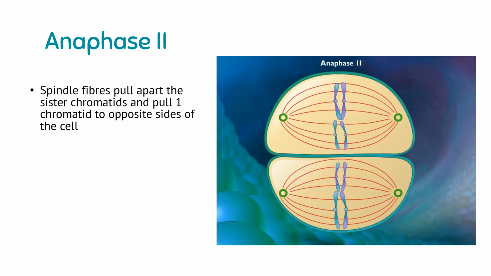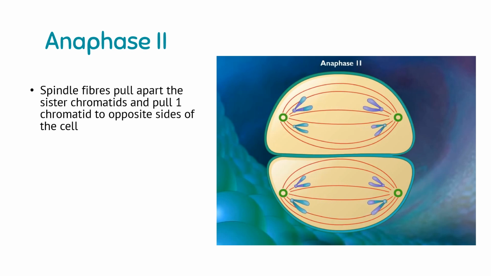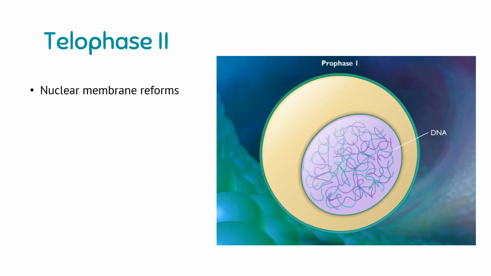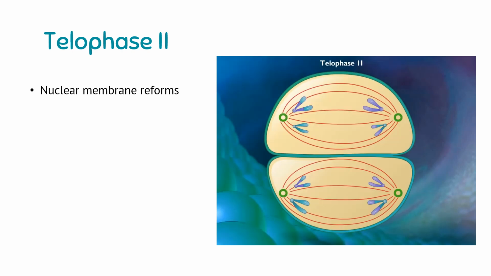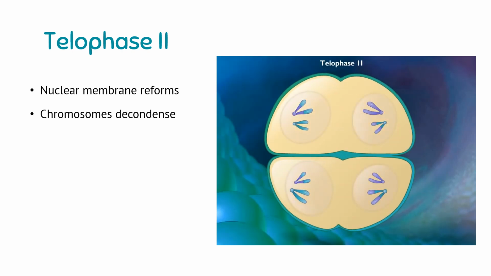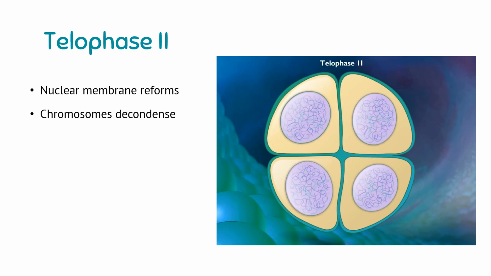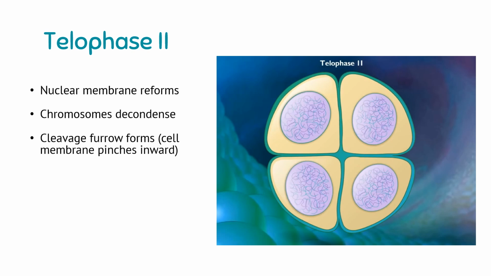So the spindle fibers pull apart the sister chromatids and pull only one chromatid to opposite sides of the cell. And we finish meiosis 2 with telophase 2. So the nuclear membrane reforms, the chromosomes decondense, and the cleavage furrow forms. So that's the cell pinching inwards. And as you can see, we end up with 4 cells.